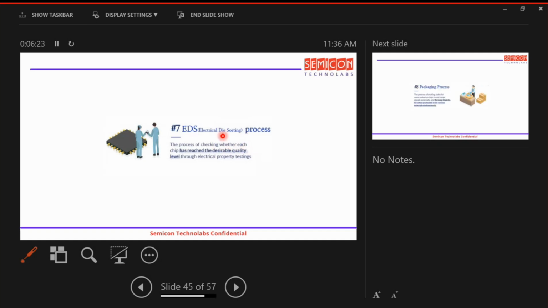And EDS, electrical die sorting process, the process of checking whether each chip has reached the desirable quality level through electrical property testing. Okay, we need to make sure that the die yield is as per expectation, whether the die is working as per expectation.